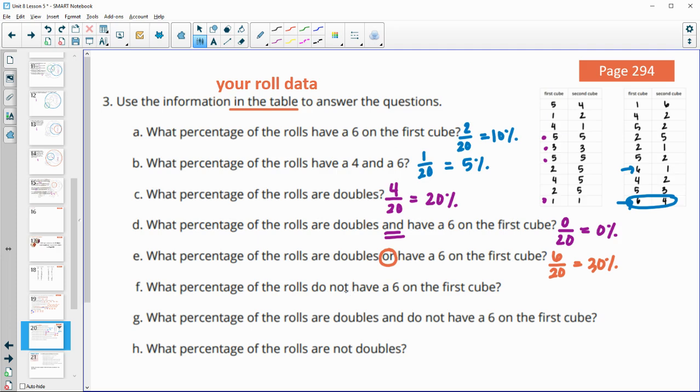What percentage of rows do not have a 6 on the first cube? Well, if 2 of ours had a 6 on the first cube, that means 18 of them do not have a 6 on the first cube. So that's 90% of the time. What percentage of the rows are doubles and don't have a 6 on the first cube? So doubles and aren't a 6. Well, all of our doubles didn't start with a 6, so we don't have to cross any out. So that's 4 out of 20 times, which was a 20% chance. And then what percentage of the rows are not doubles? Well, 4 of ours were doubles, so 16 of the rows are not doubles, which is 80% of the time.